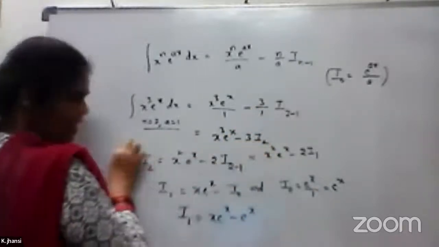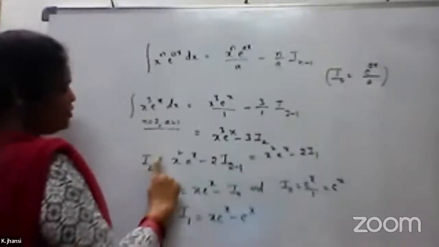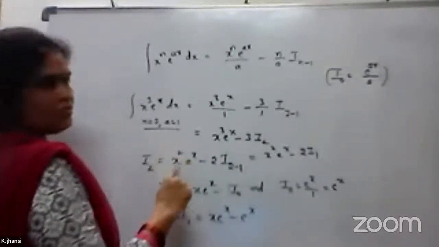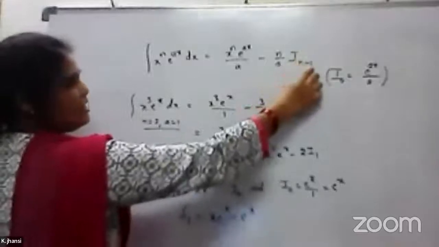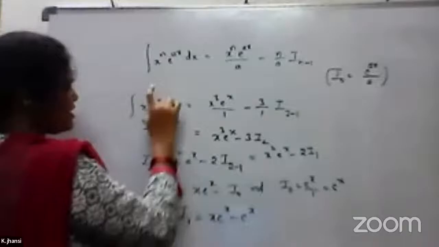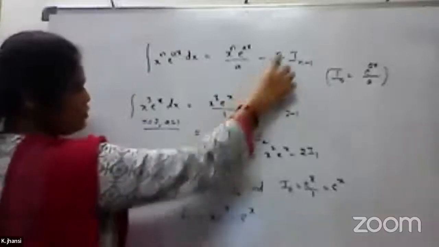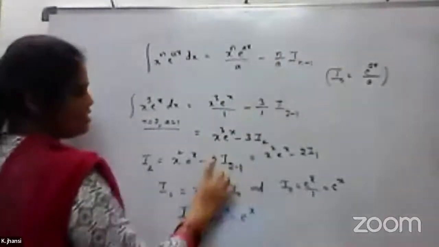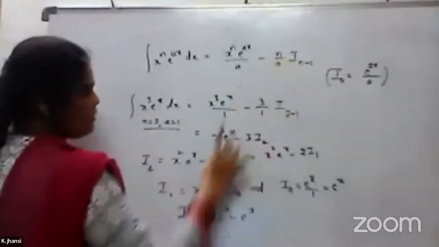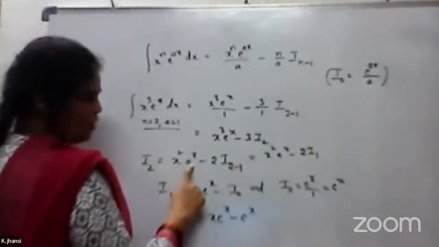So this is our main formula. So from this we are doing the I2 value. So I2 value means 3 minus 1. Here 3 minus 1 no. So we got here I2. So this is also minus 1 means x square e power x minus 2 here our n value is 2 no. 2 by 1. So 2 by 1 I to the power of 2 minus 1. So x square e to the power of x.